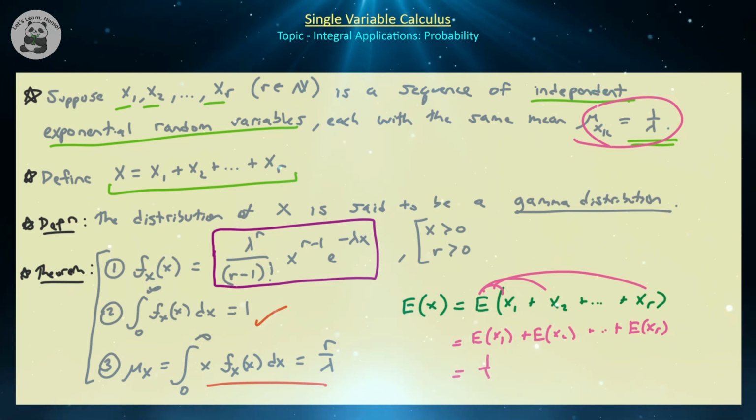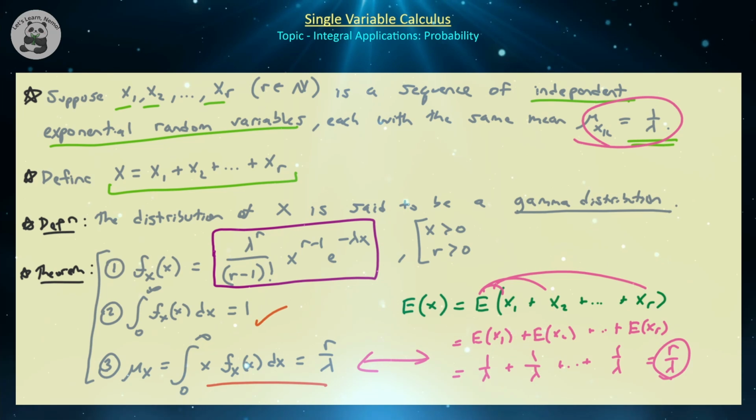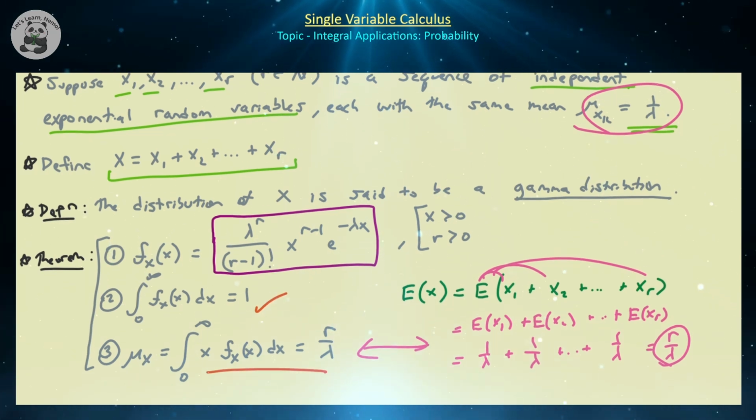So that means this is 1 over lambda, this is 1 over lambda, all the way out to 1 over lambda, and that's r over lambda since we have r of them. So the proof of that actually isn't quite hard as long as you have properties of expected values behind you.